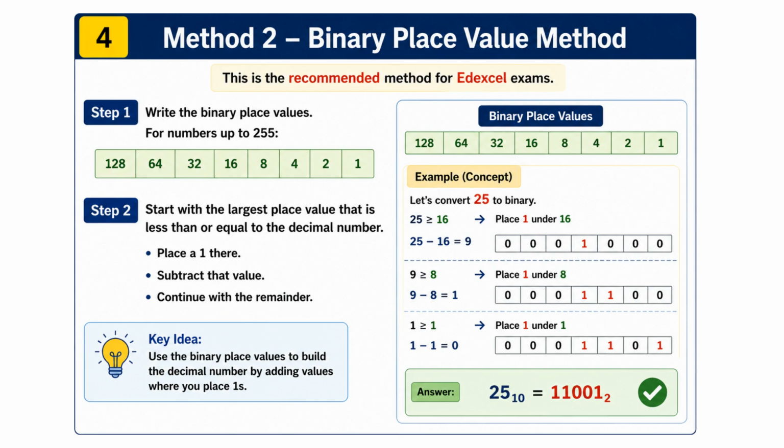The key idea is simple. We build the decimal number by selecting the correct binary place values and placing ones where they are used and zeros where they are not. With a little practice, this method becomes very fast and is ideal for solving Edexcel IGCSE computer science exam questions.